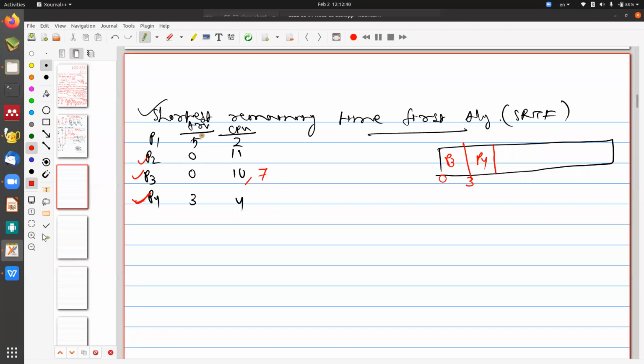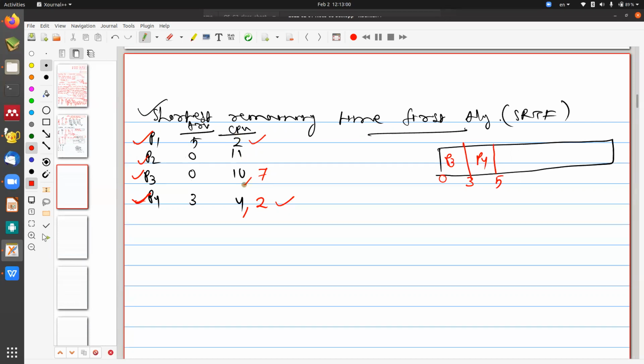So the next process arrives at 5 o'clock. So up to 5 you run it. Up to 5 means 2 units. If 2 units are run, then 2 units are left. Then all processes have arrived. Since all processes have arrived, which one has the least execution time? If you look at it, this is 2, this is 2. Both of them are 2.